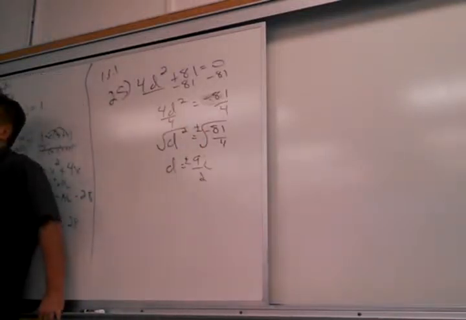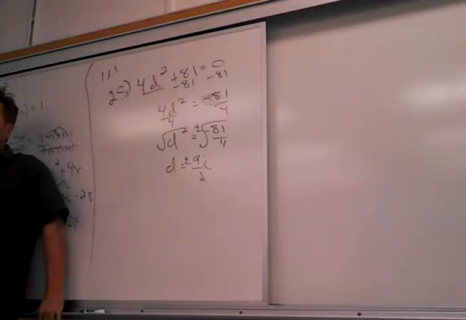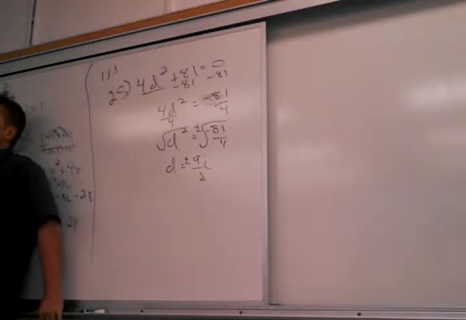Done. Because the square root of negative 1, I can take that separate. That's I. And the square root of 81 and 4, I can do that separate. That's 9 over 2. That's easy. And the plus or minus are still there.